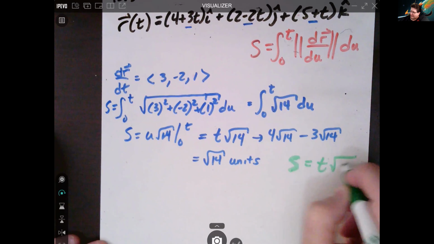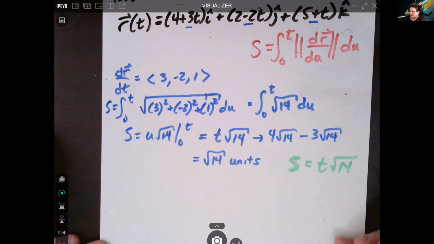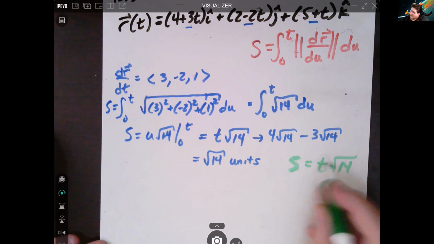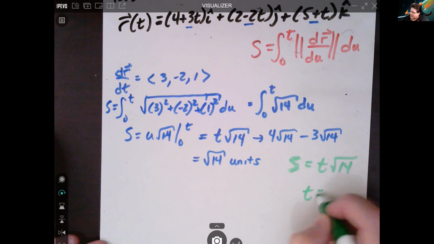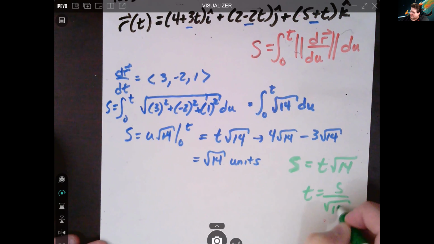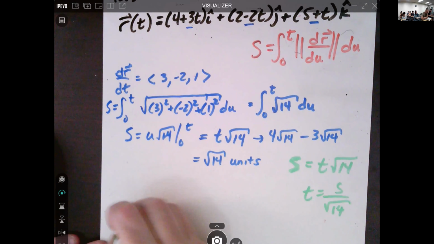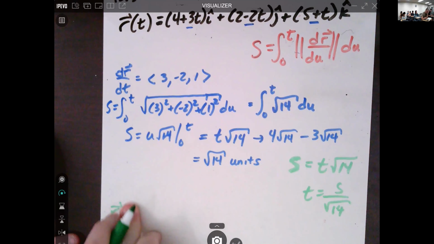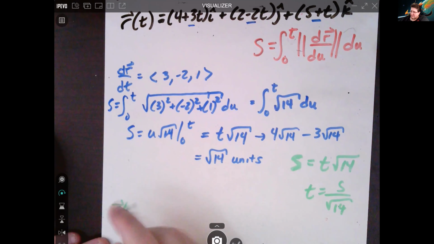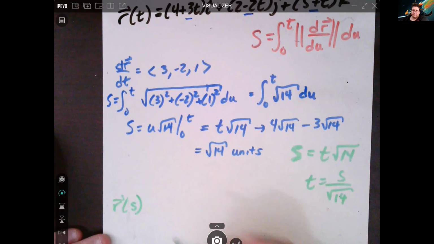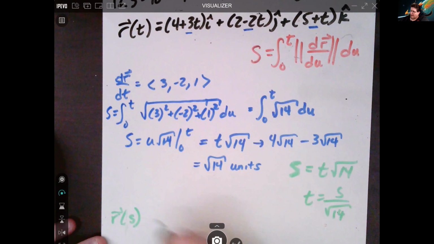t root 14. So t equals S over root 14. And we're just replacing that. R of t is now R of S.